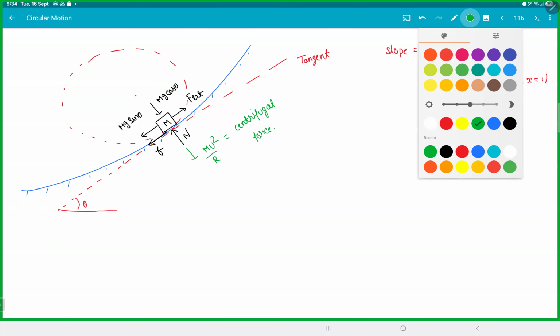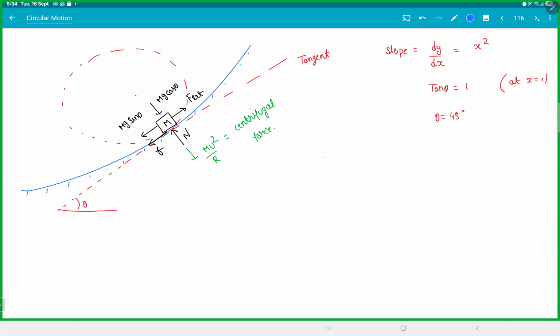So the most common mistake people make is that they think normal reaction is mg cos theta. No, N is mg cos theta plus mv square by r. Maybe you made that mistake, check it out. And what is friction? Since it is slipping, F is maximum, which is mu into N.